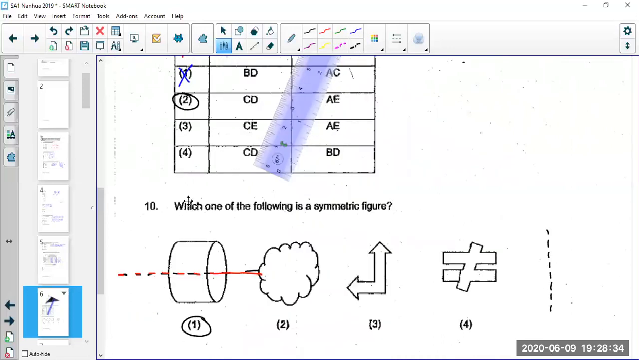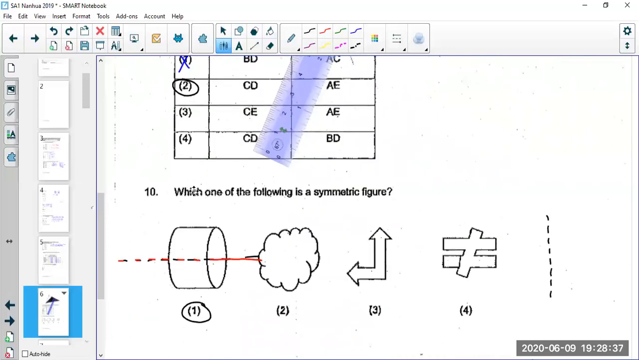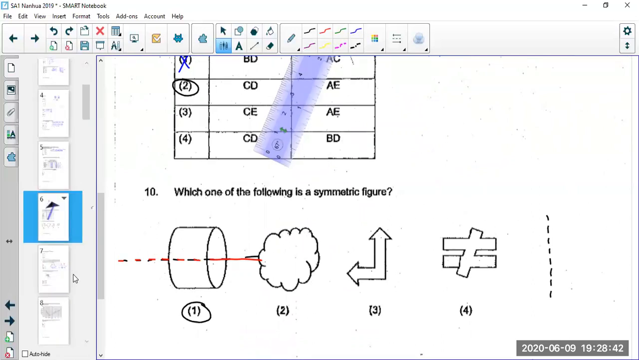Okay, next one. Which figure is symmetric? Well, that's answer number 1. Number 1 is quite easy to see. All the other answers are not symmetric. Okay, let's go to the next one.